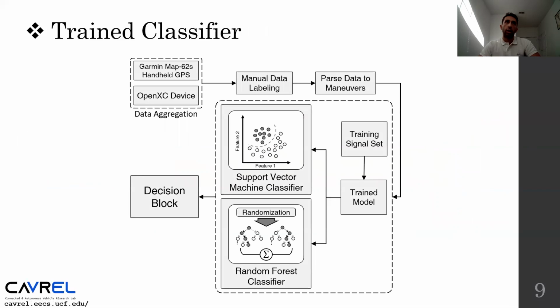So as I said, we had our data collection campaign, and we manually labeled the data and parsed them into maneuvers. Then we trained a model with two very well-known and simple classifiers. And this was on purpose. We chose the simplest possible classifiers to show that our data is probabilistically significant in order to be able to train a model. So we used a support vector machine classifier, an SVM, as well as a random forest classifier, and trained two models and then tested them on some test set data.